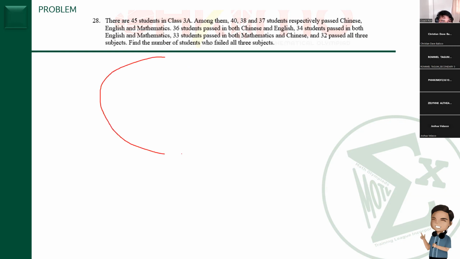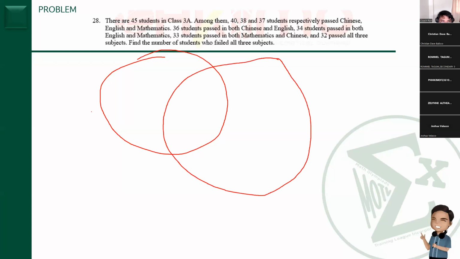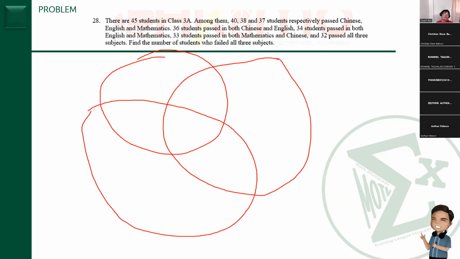Circle here, another circle here, and then let's draw another circle here. It passes, right? I hope it does. Okay. Now there are 40 here. This is Chinese. 38 for English. And math is 37, 37 for math.